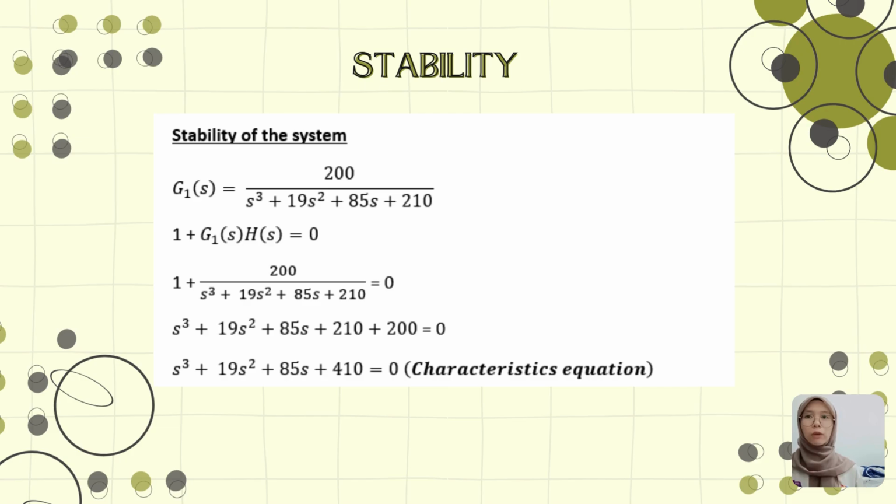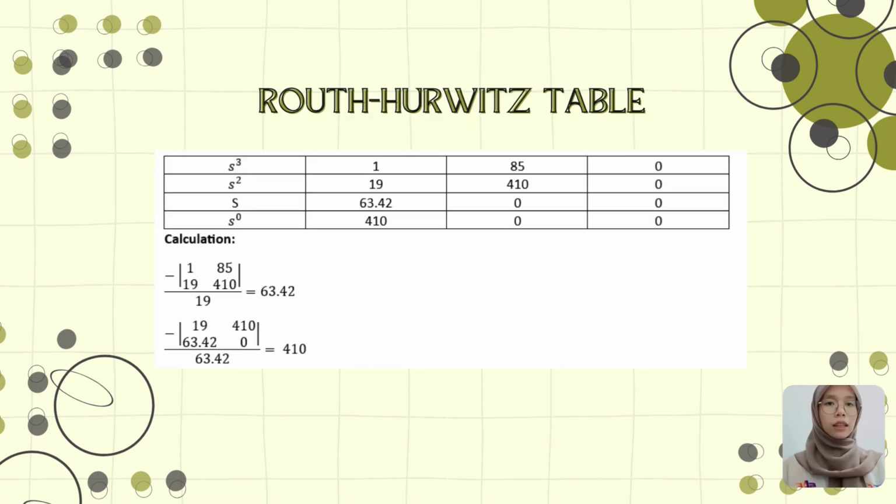So we will get 1 plus 200 over s^3 plus 19s^2 plus 85s plus 210 equals 0. So we have to derive the equation to get a more suitable equation. So we get s^3 plus 19s^2 plus 85s plus 410 equals 0. That will be the characteristic equation.